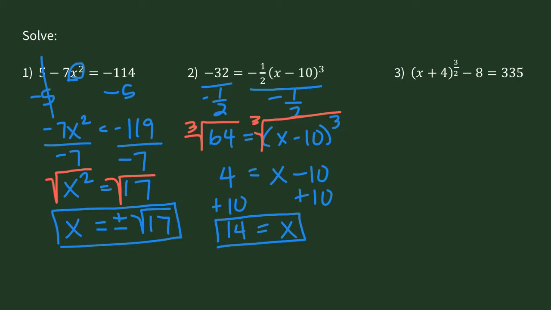Okay, and we're going to look at number 3. This one has a fraction for an exponent. That's also called a rational exponent because rational means like a fraction, a ratio. So before we can undo the exponent, we don't want the minus 8 there. We're going to add 8 to both sides.